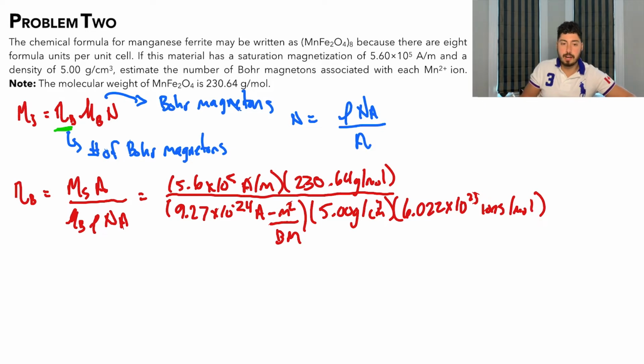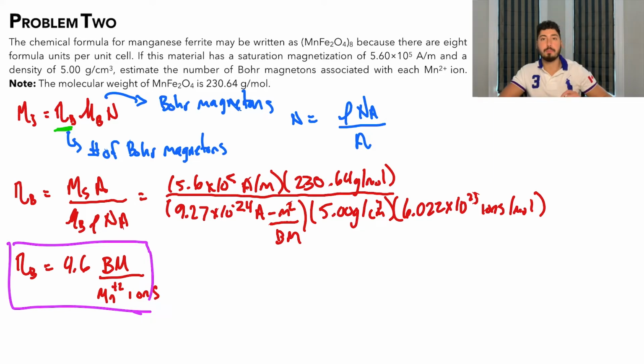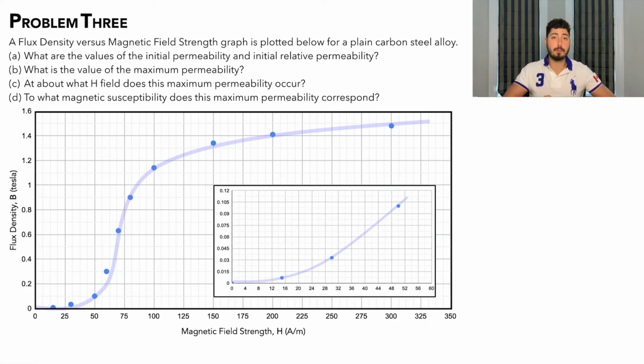Now, if you plug all those values into your calculator, you're going to get a number of Bohr magnetons, which is equal to 4.6, and the units we can say is Bohr magnetons divided by Mn2 plus ions. And that's how you solve problem number 2. Let's move on to problem number 3.